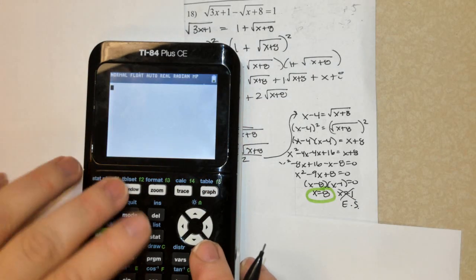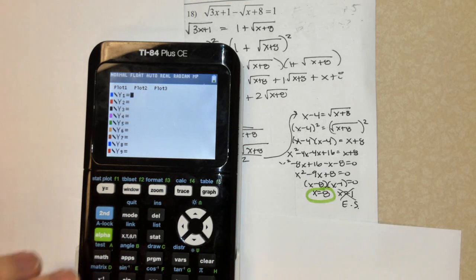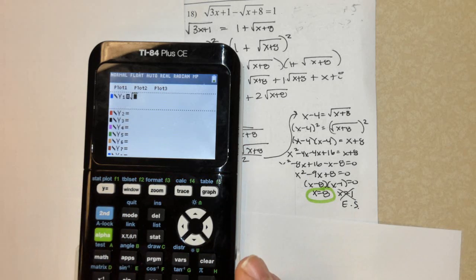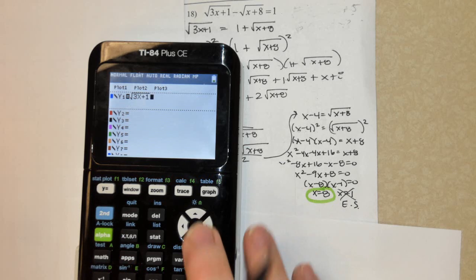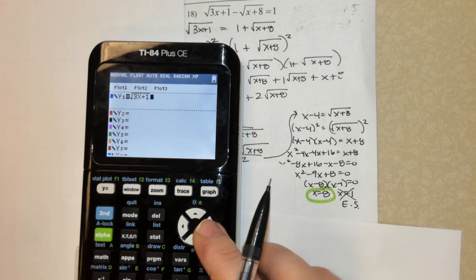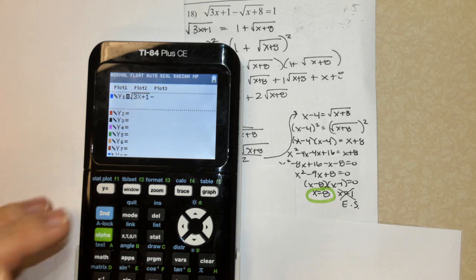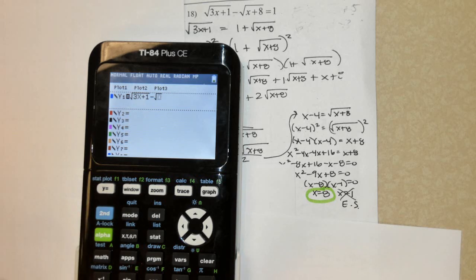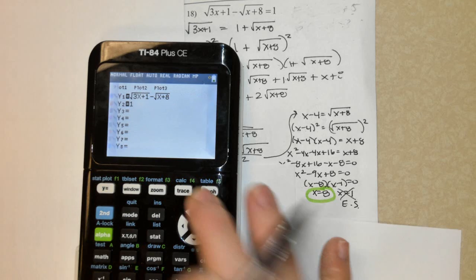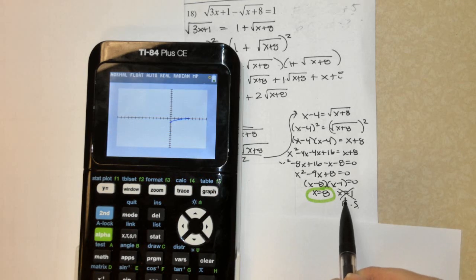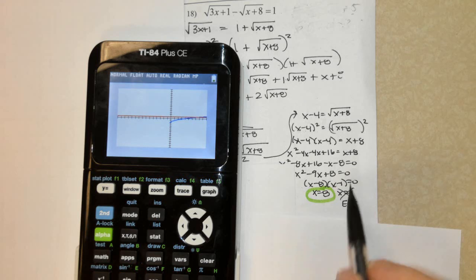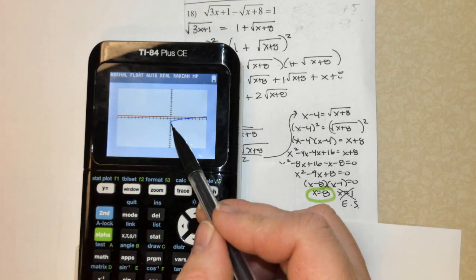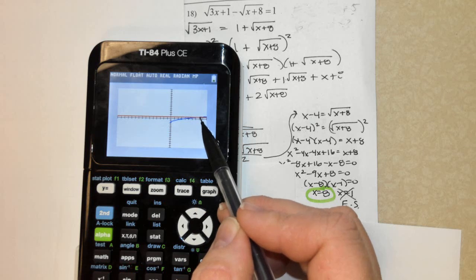Clear off anything that's currently in there, and I'm going to do the square root of 3x plus 1. Then I'm going to use the cursor to move outside, subtract the square root of x plus 8. That's on the left. On the right is a 1. Do they cross at 8 and at 1? They do not cross at 1. I can see they're not touching. Let's see over here at 8.